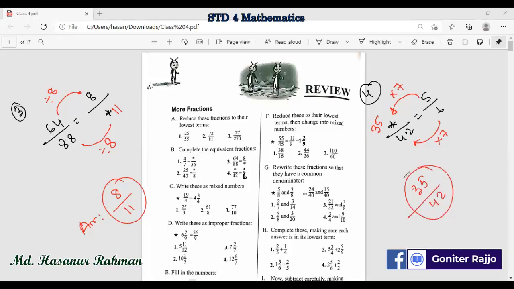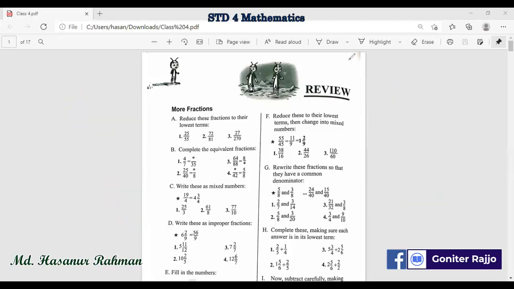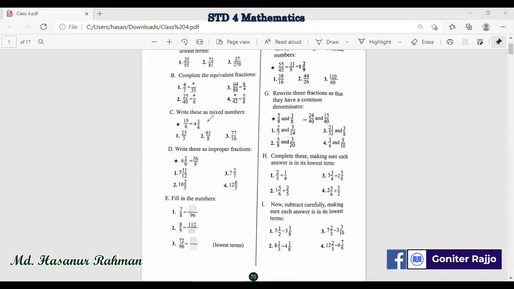Very simple problem. Okay. Now look at number C. Number C says write this as a mixed number. So how can we find out the mixed number? Look at this very important and very simple problem. Number 1, that is 25 by 3. So actually 25 by 3 is an improper fraction. Try to understand. We can only convert improper to mixed and mixed to improper. So this is an improper fraction, so we can convert this one into mixed.